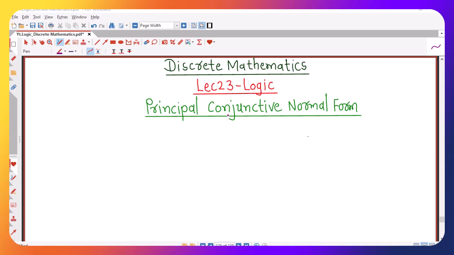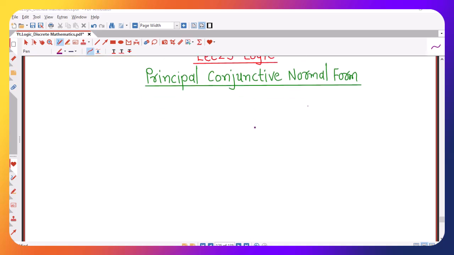In lecture number 22, we have discussed the method of finding principal conjunctive normal form using truth table. In this lecture, we will obtain principal conjunctive normal form of a given formula without using truth table. So before discussing that method, we just recall these logical equivalences.